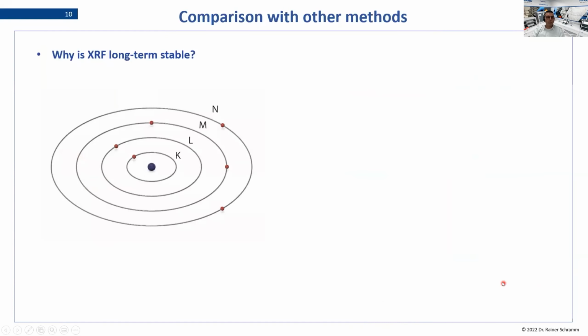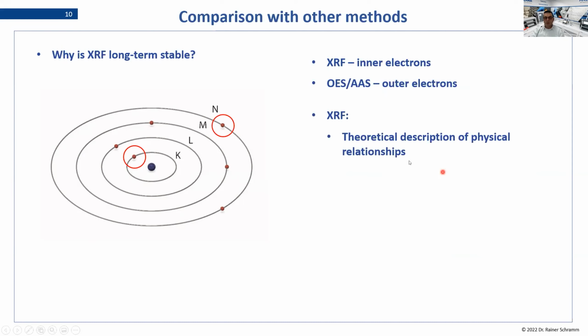But why is XRF long-term stable? While in ICP or XSpike, you very often have to again and again calibrate or adapt your existing calibration. This is because this X-ray fluorescence effect is linked to the inner electrons, while the optical emission spectroscopy is more to the outer electrons. And the outer electrons are much more depending on the chemistry, on the bindings, on the oxidation state, while the inner electrons are quite independent of this. This allows in XRF to describe the whole procedure theoretically, and this works quite well.